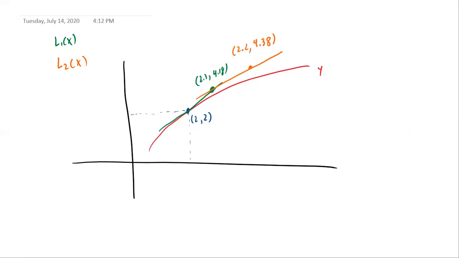So I have a function y in red. I have the point 2.2. The function in green is the first linearization. So what did we do? We found the equation of the tangent line to y at the point (2, 2). Once we did that, we wanted to approximate. So we approximated y of 2.1 approximately as L1 of 2.1, and that's this point here.